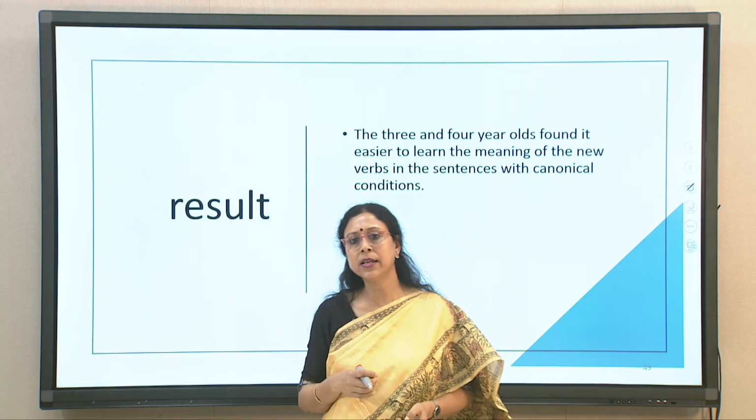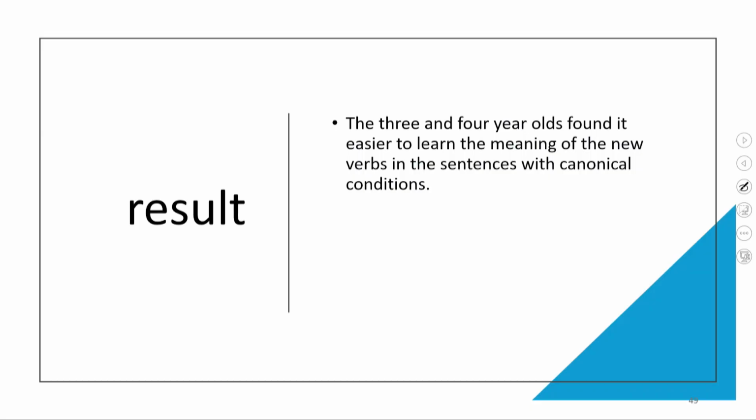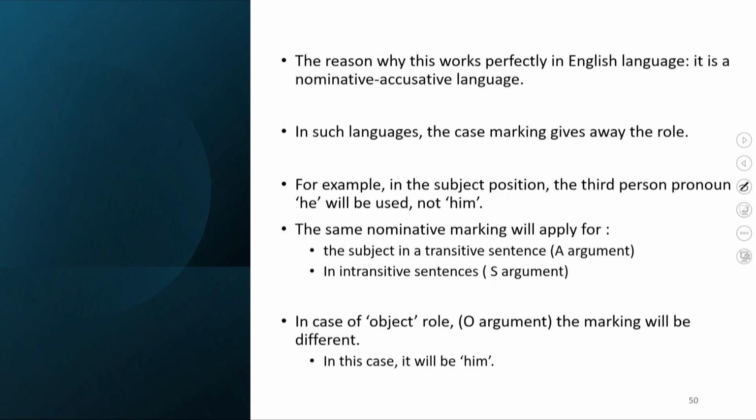The result showed that 3 and 4-year-old children found it easy to learn the meaning of the new verbs in sentences with canonical conditions. So, this provides proof that if the mapping is canonical, if the action is happening right in front of them and the mapping is as expected, then children learn it faster. Now, this seems to be a very simplistic story.